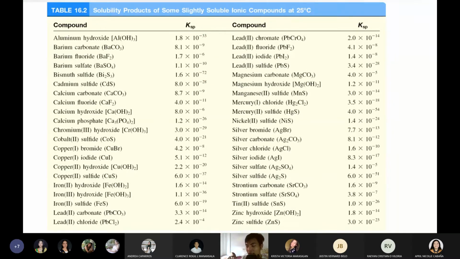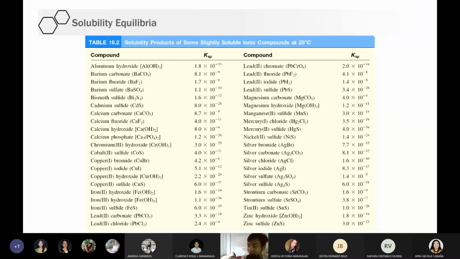And since this is anachem, we are going to quantify them. So ito yung mga Ksp values for different salts. Ang manonotice natin, they are raised to negative numbers, bigger negative numbers compared to Ka and Kb. So that means that these compounds are not really soluble compared to other compounds. Kaya ang tawag dito sa kanila is solubility equilibria.